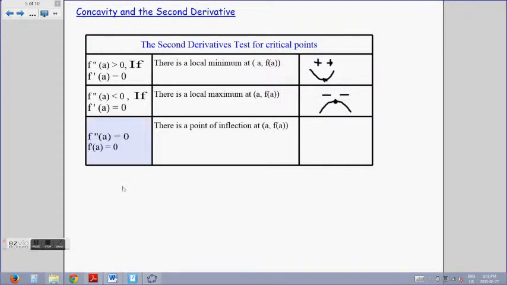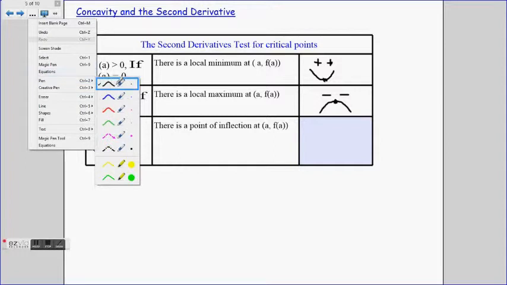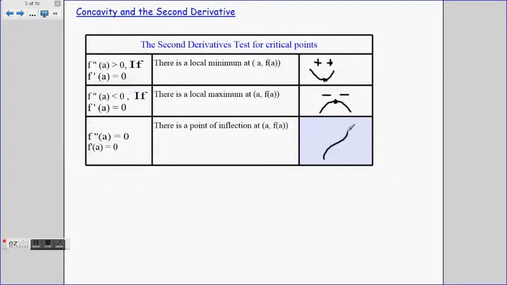I just added this little line here too. If we found a critical point, plugged it in and found that the second derivative was 0, it's most likely an inflection point. Let me draw it. Most likely something like this, which is a saddle.